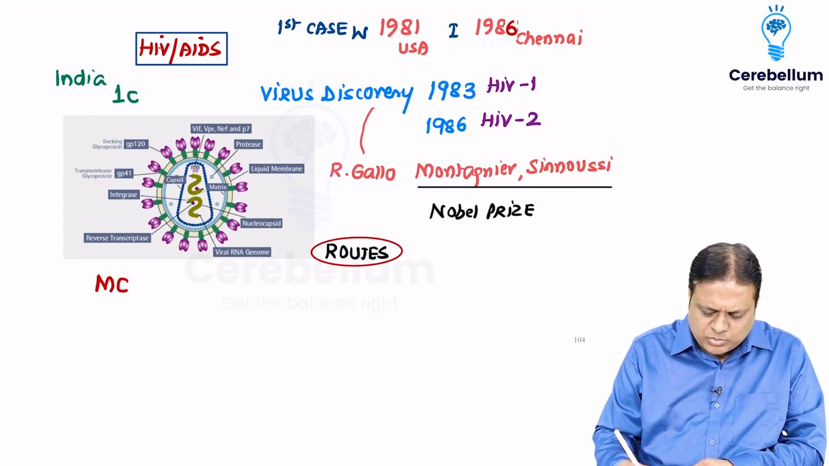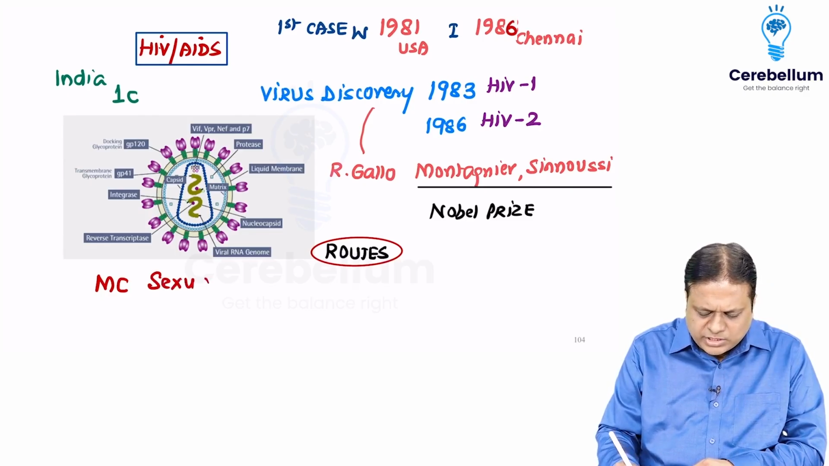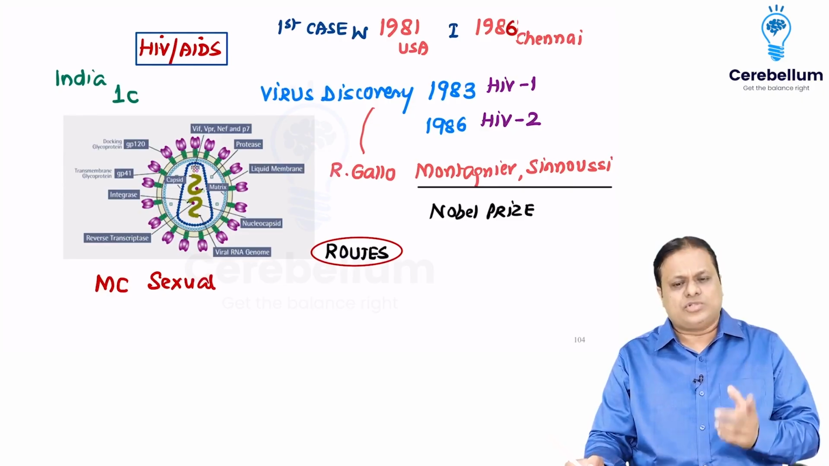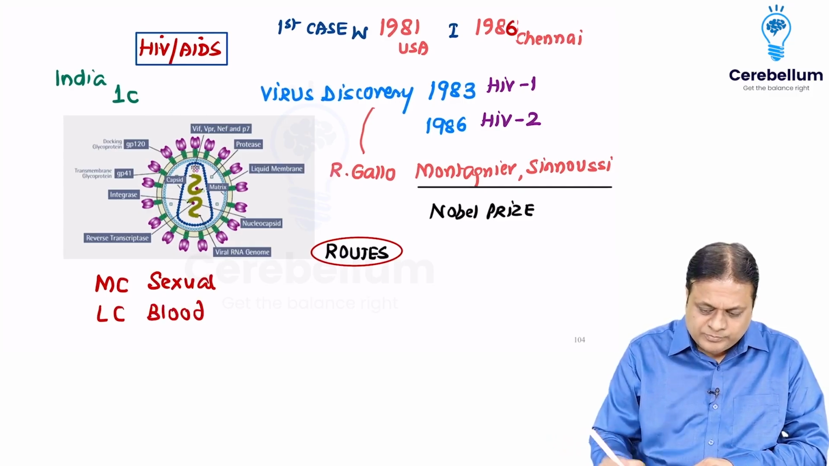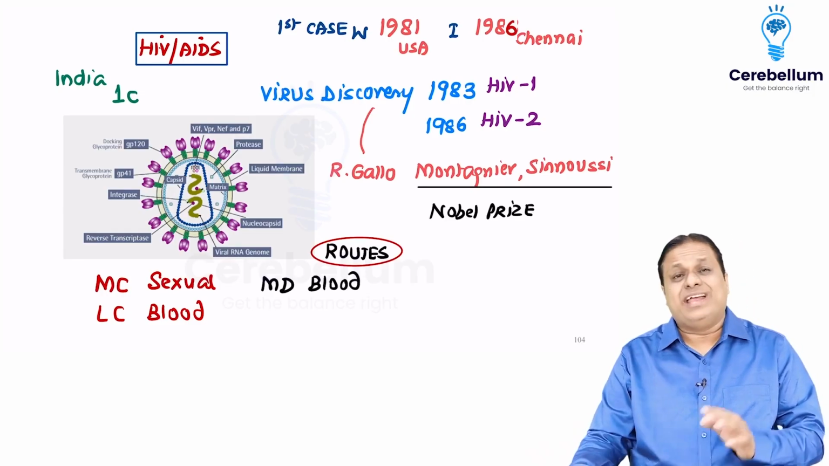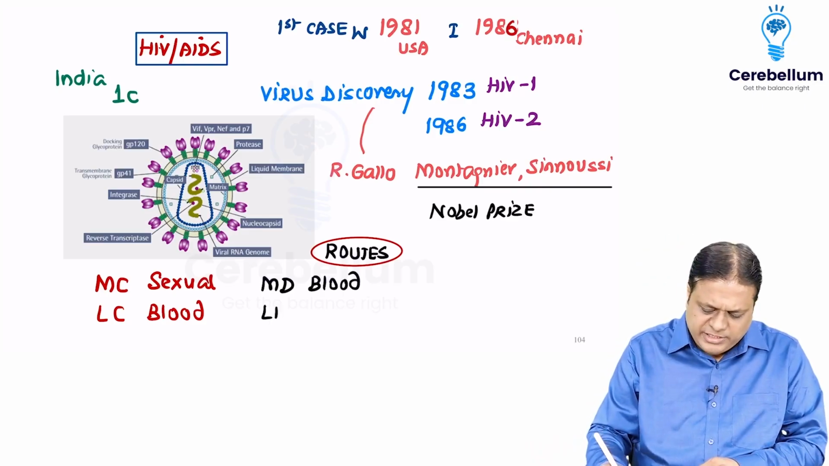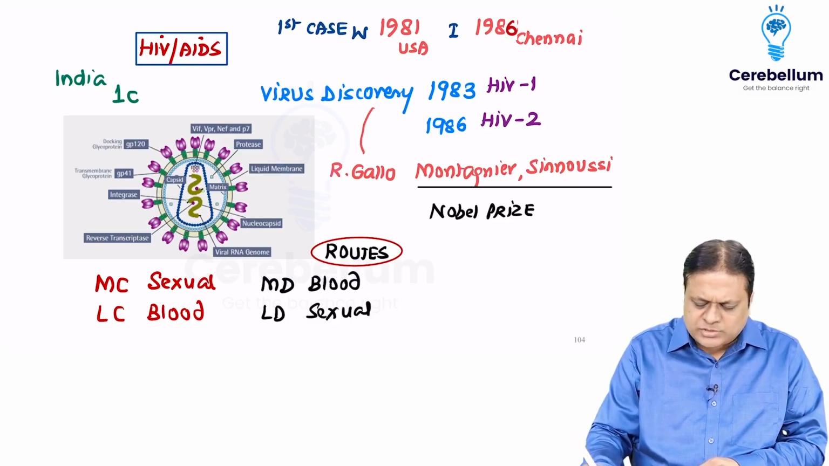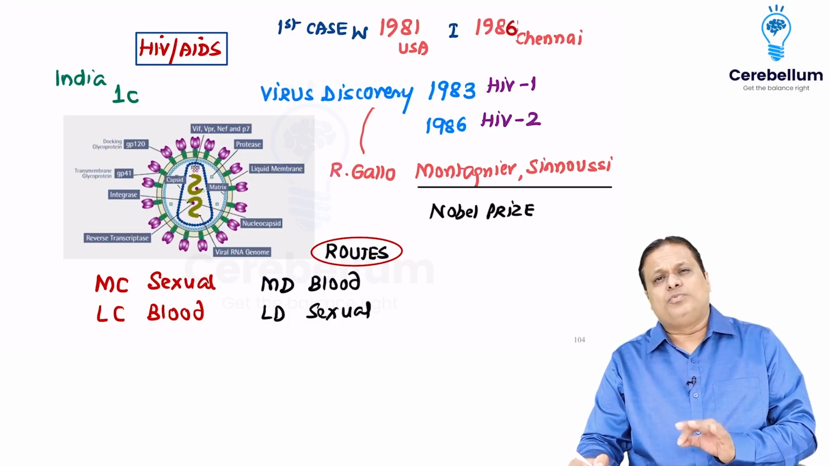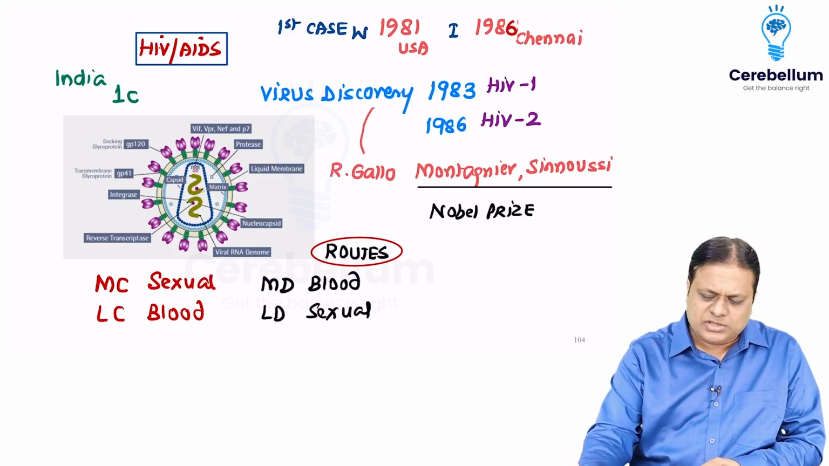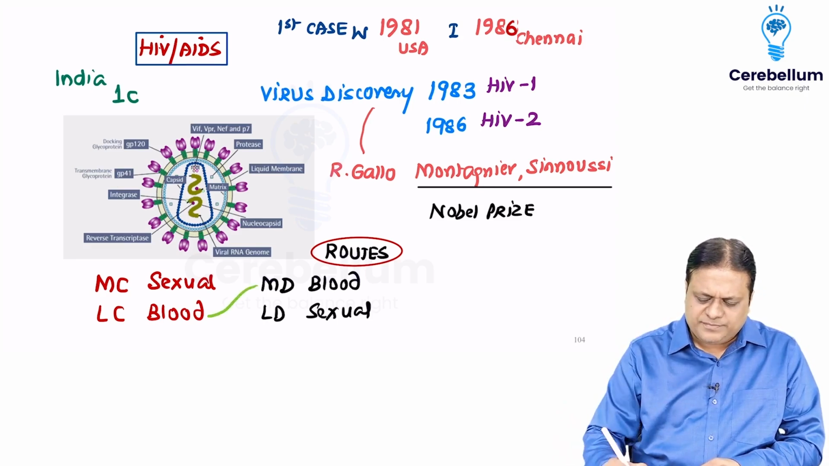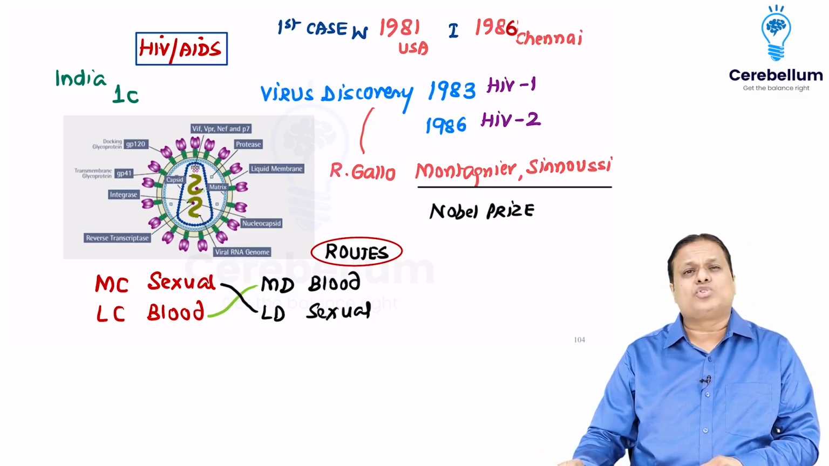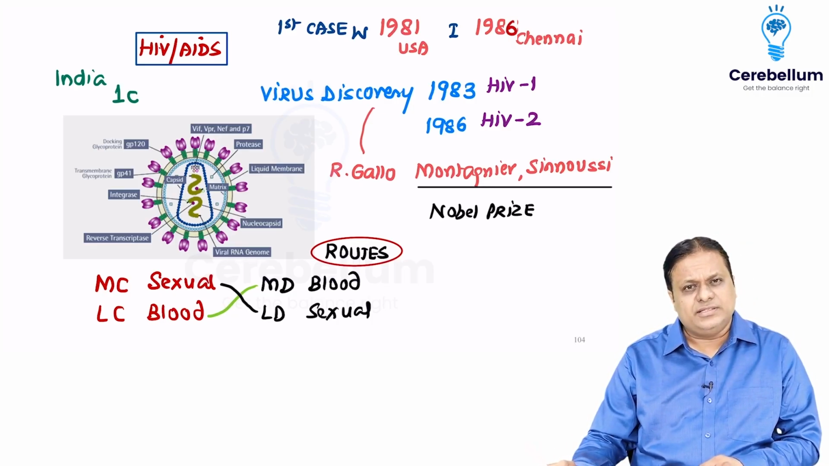When we look at its routes of transmission, you have to read the question very carefully. Most common route is sexual. More than 90% cases transmit through heterosexual route. Least common is blood route. When we look at most dangerous route, that is blood, it has over 90% efficiency of transmission. Least dangerous is sexual. It has only 0.01 to 0.1% chances of transmission. So this is the paradox. Most dangerous has become least common due to screening, and least dangerous has now become the most common route of HIV transmission in our country.